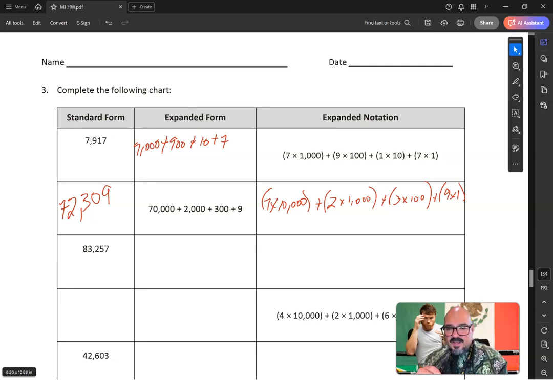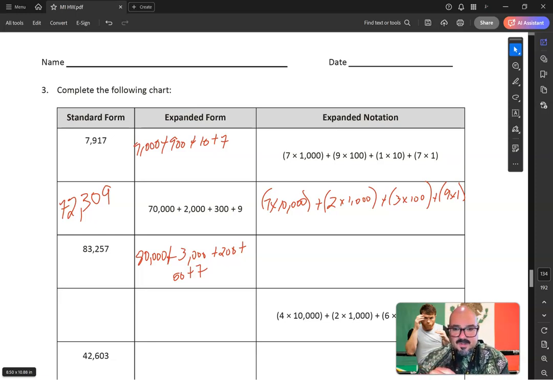Okay. Next, 83,257. So 8, I have 80,000 is the value, plus 3,000, plus 200, plus 50, plus 7. Okay.